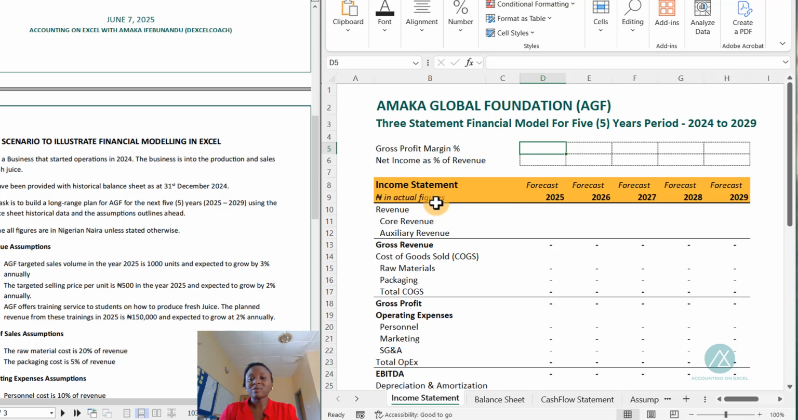So this is the income statement. This is the forecast because the business started in 2024. It's still a new business and definitely we have just the financial statement, that's the statement of financial position, the balance sheet as at 31st December 2024, as we can see in the case study. So here we are building a 5-year financial model. With that information, we're going to be building the income statement. As you can see, we've structured it here. I'll be dropping this file for you to work along.